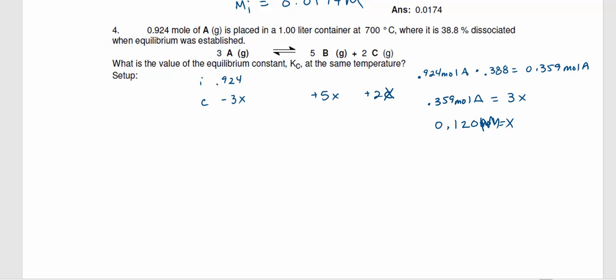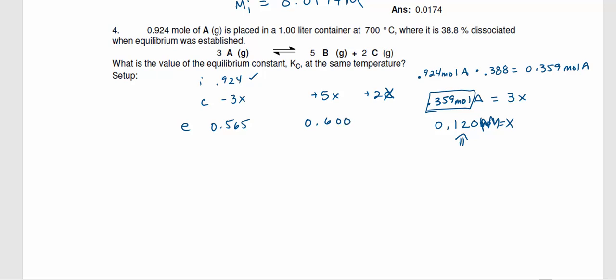So now we can find out what our equilibrium values are. So 0.924 minus our 0.359, what we reacted with A, we have an equilibrium value of A of 0.565. All I did was take the initial concentration and subtract what reacted, this 0.359. Now to get B, I'm going to take 5 times my x value. So 5 times 0.12, and I get a value of 0.600.